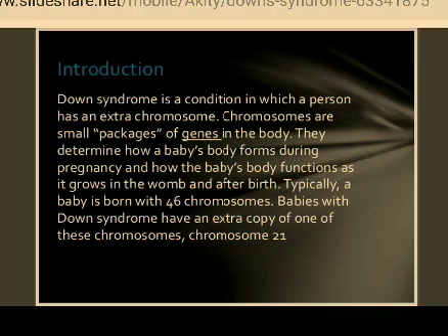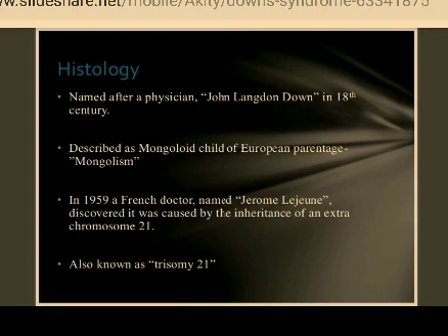Down syndrome. Down syndrome is a condition in which a person has an extra chromosome. Chromosomes are small packages of genes in the body. They determine how a baby's body forms during pregnancy and how the baby's body functions as it grows in the womb and after birth. Typically, a baby is born with 46 chromosomes. Babies with Down syndrome have an extra copy of one of these chromosomes, chromosome 21.